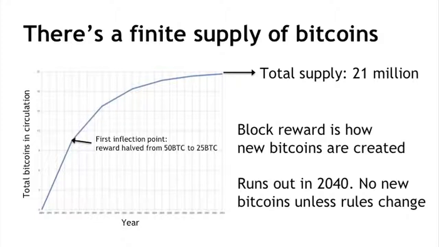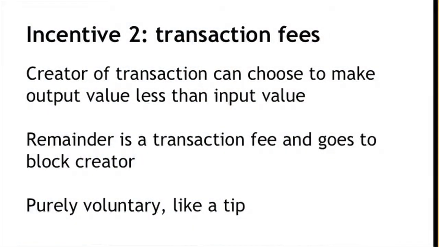So that sounds a bit weird. Does that mean that the system will stop working in 2040 and become insecure because nodes no longer have the incentive to behave honestly? Well, not quite, because this is only the first of two incentive mechanisms. There is another incentive mechanism called the transaction fee. And what is a transaction fee?